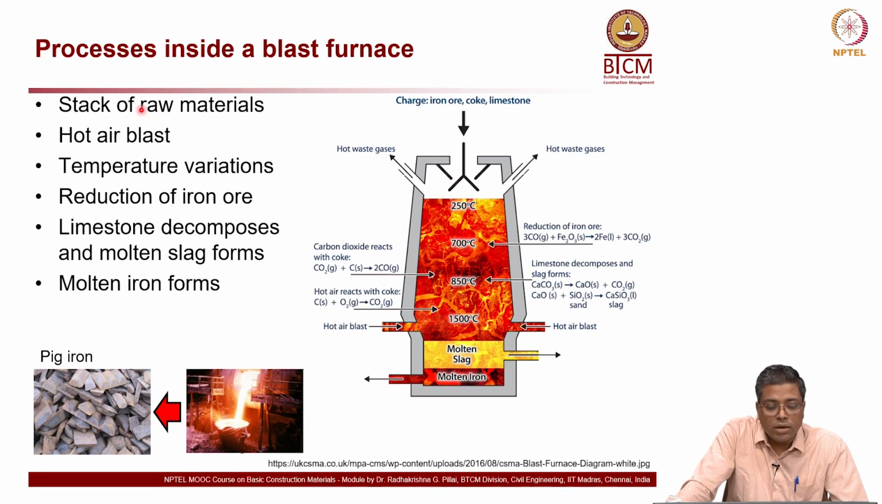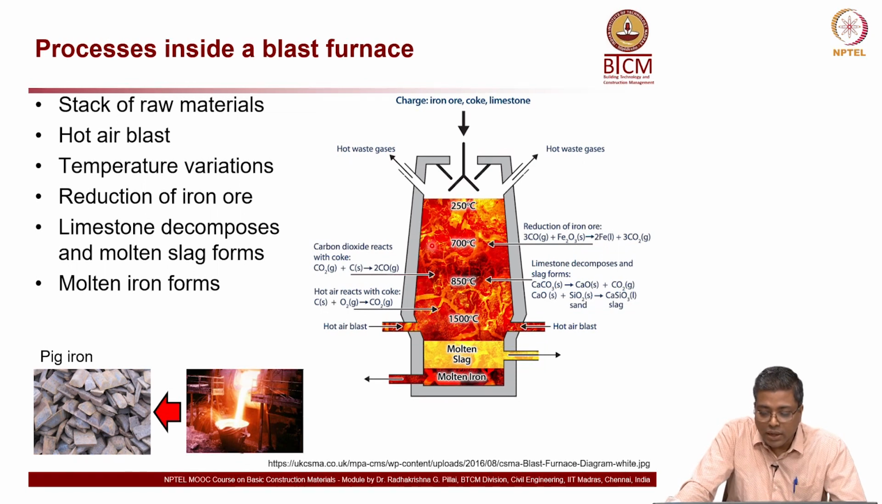Here, first you have a stack of raw materials, like this image of the hopper which I showed in the previous slide. You are putting in the iron ore, typically hematite, then coke and limestone. All these are dumped or placed through this hopper and stacked inside the furnace.